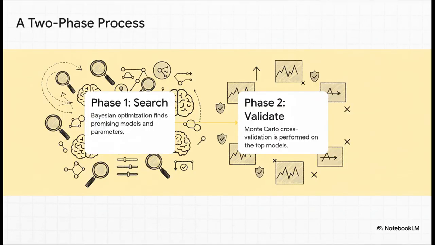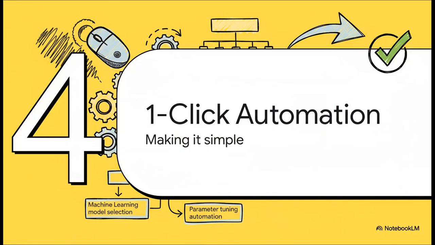This whole thing boils down to a pretty simple two-phase process. First, it performs that smart search for the best models and their settings. Then, for the top candidates it finds, it performs a really rigorous check called cross-validation, basically testing the model on different slices of the data to make absolutely sure the results are stable and reliable, and not just some lucky fluke.